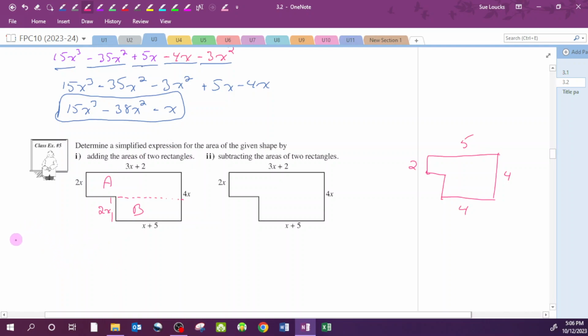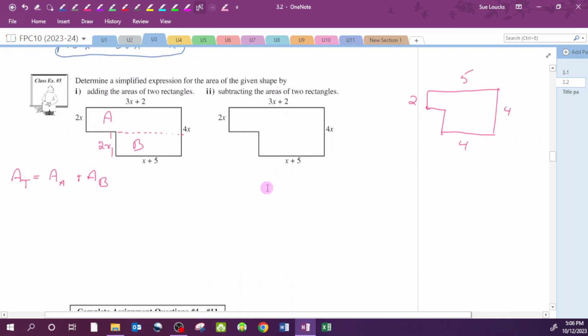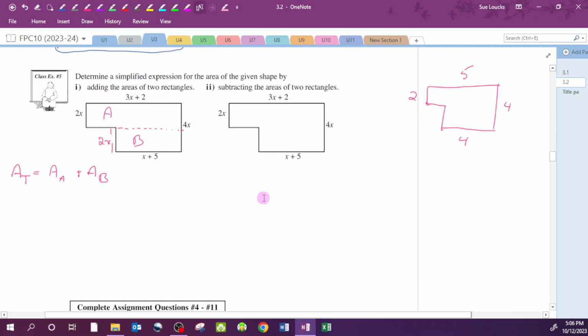So my area total is going to be the area of A plus the area of B. And it's worth writing that down because then, like I was talking to somebody today about, when you go down the rabbit hole, you can find your way back out. That's why we do this, okay?